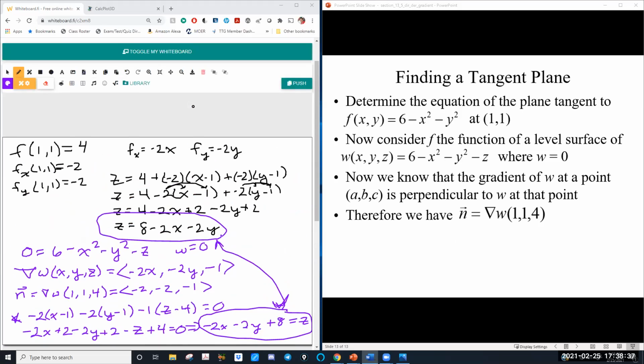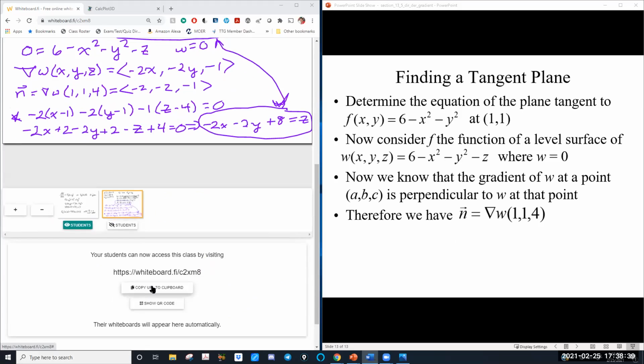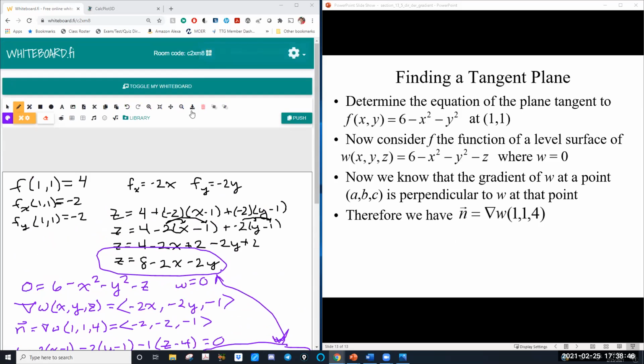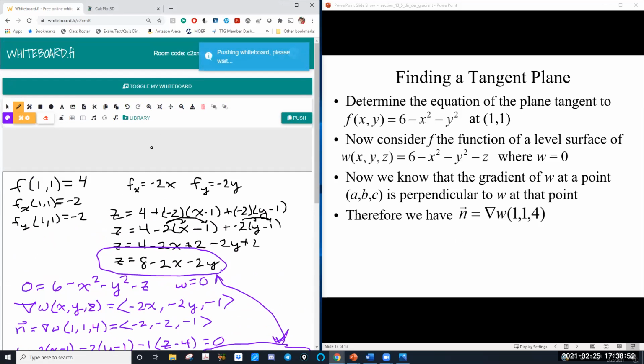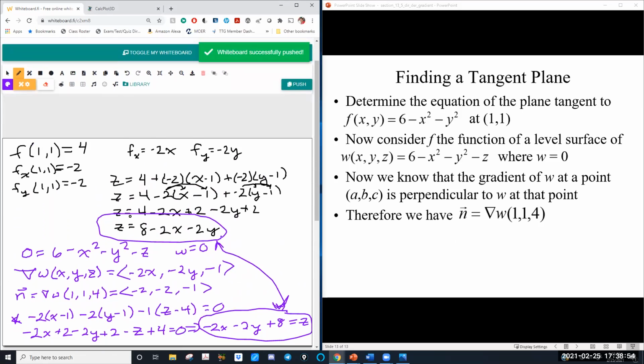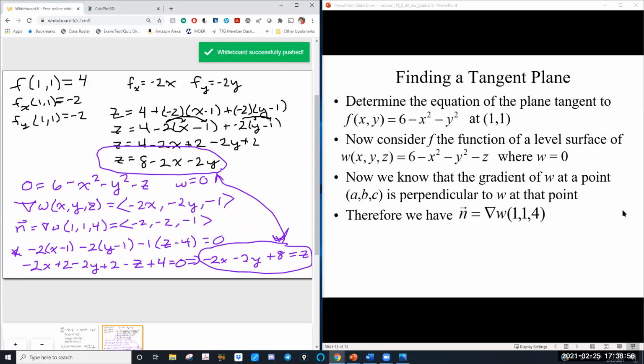So let me also do this. I'm going to put this in chat. This is the link to this whiteboard so that way you can have access to it. That way you have access to the whiteboard when you're in your groups, if you want to look back at any of the notes we did.